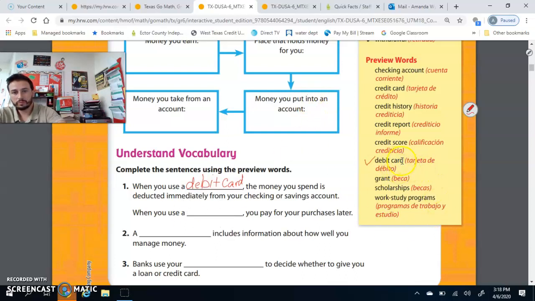The second part of number 1, when you use a blank, you pay for your purchases later. That would be a credit card. You get a statement, a bill, about a month later, telling how much you owe back to the bank that gave you the credit card to use.